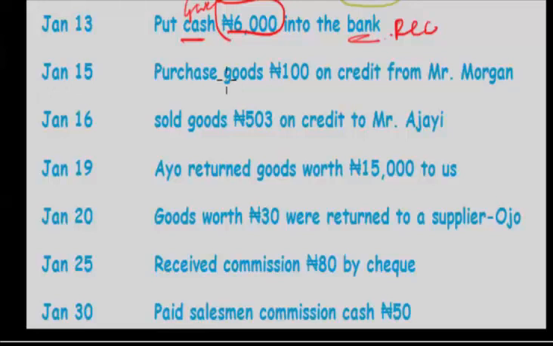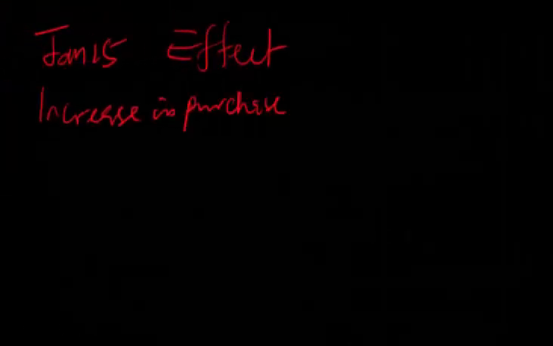January 15th, effect. What's the effect? Purchase goods 100 naira on credit from Mr. Morgan. So the two accounts here will be our purchases account, and then it will be Mr. Morgan's account. So there will be an increase in purchases. So that's our purchases account.